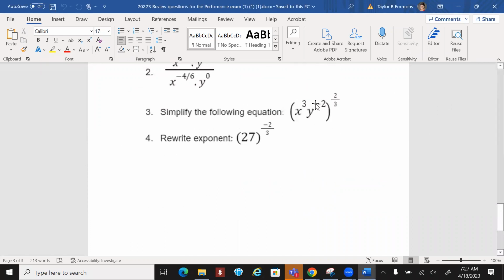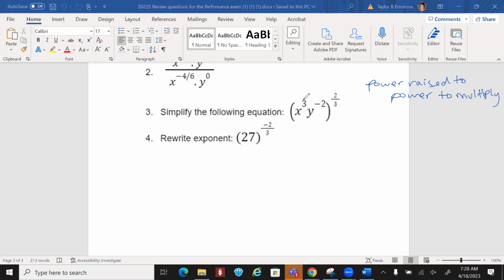All right. So on this one, we have a power raised to a power. So what are we gonna do with the exponent? We got a power raised to a power. What are we gonna do? Power up and multiply, right? Okay, so we have power raised to a power. We're going to multiply.